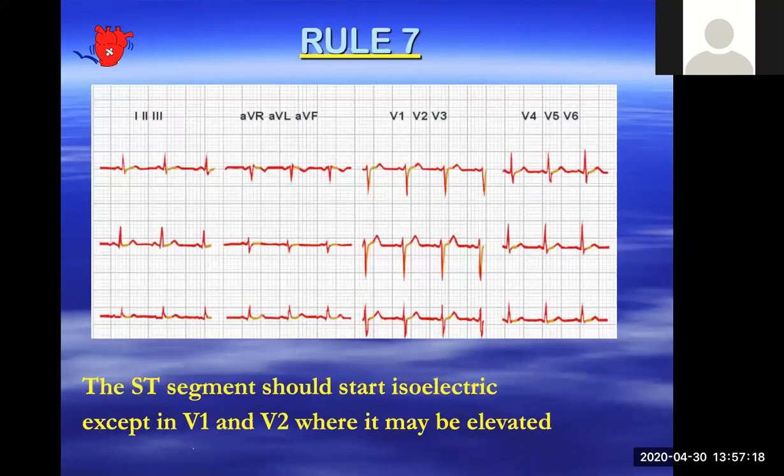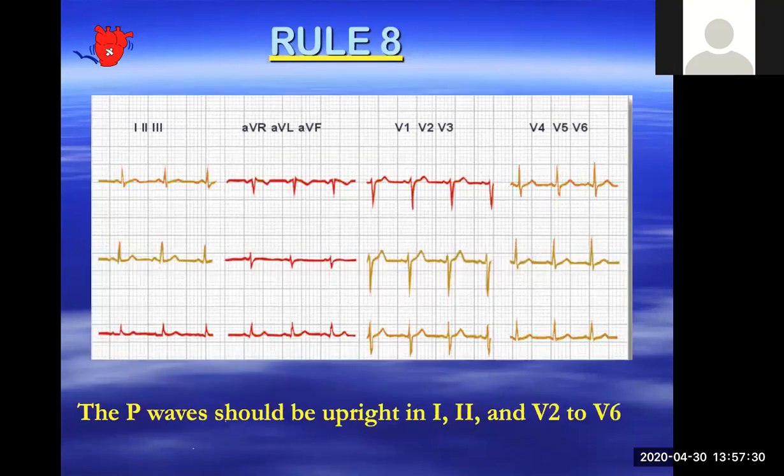Rule seven, look at the ST segment, it should be isoelectric. If it is down, it could indicate ischemia or strain. If it is up, it could indicate infarction. There's something called high takeoff or early repolarization, which we'll take maybe another time, but this is the general rule. And rule eight, I always say look at lead two, the best lead, look at the P waves. It should be upright in lead one, V5, V6. Only negative in AVR, can also be negative in V1, but should be positive in lead two.